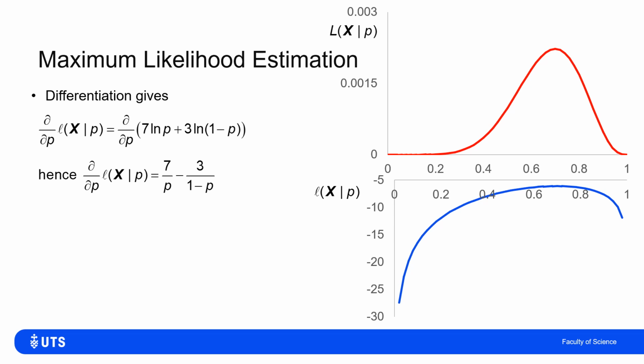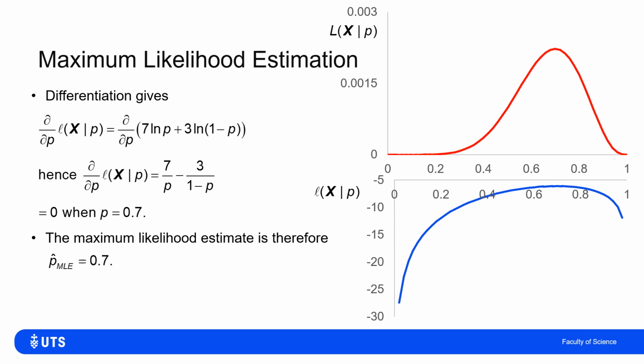So I find a turning point by finding where the derivative is 0. So I solve 7 over p minus 3 over 1 minus p is 0. And when I do that, I get that p is 0.7. And so it's telling me that the maximum likelihood estimate here is that p is 0.7. So I call p hat, MLE is 0.7.